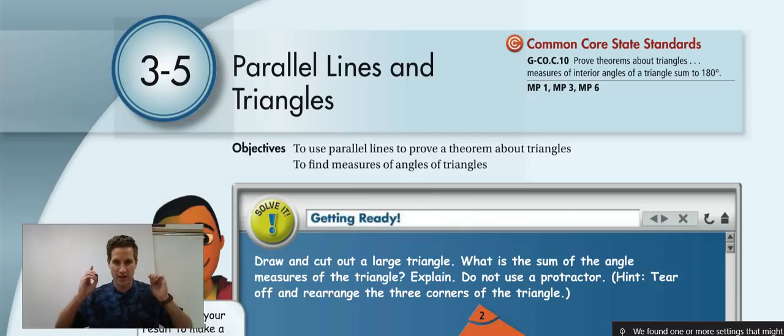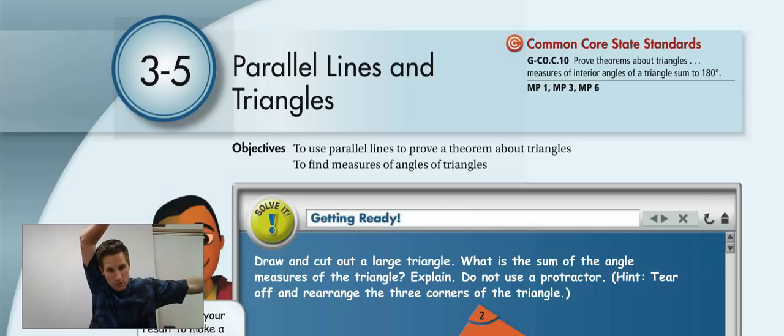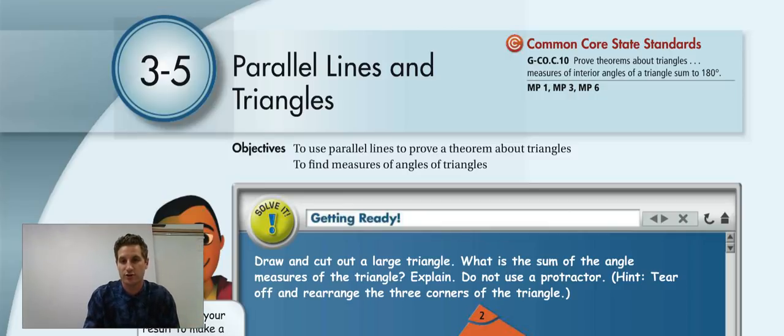It says parallel lines and triangles, and our objective today is to use parallel lines to prove theorems about triangles, to find measures of angles of triangles. So, let's go ahead and get into some stuff.